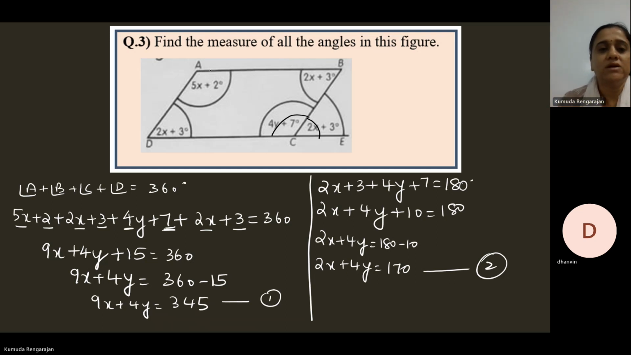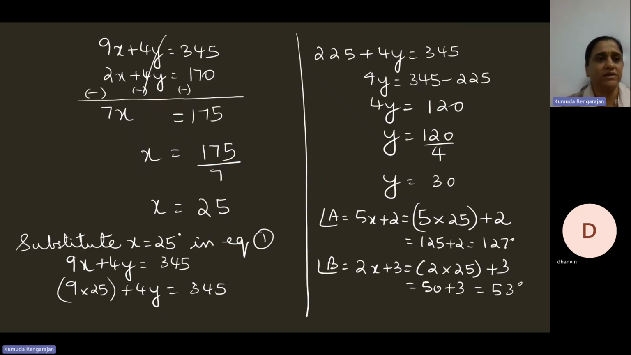First equation, you say angle A plus angle B plus angle C plus angle D is equal to 360, sum of the angles of a quadrilateral. From that you get the equation 9x plus 4y is equal to 345. Next equation is this angle plus this angle: the sum of these two angles is equal to 180, linear pair. 2x plus 3 plus 4y plus 7 is equal to 180. So from that also you get an equation in x and y. Now you write the equations one below the other and try to add them. When you add, you get 11x plus 8y. Again, you are getting x and y.